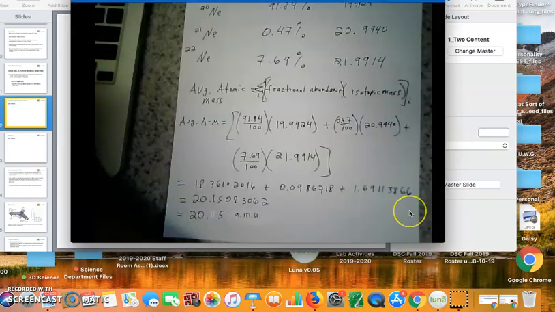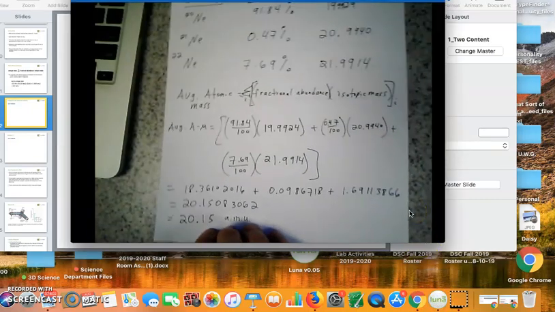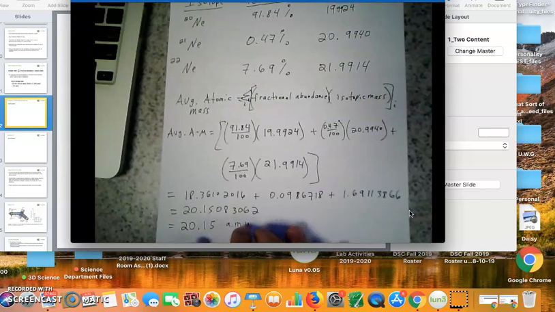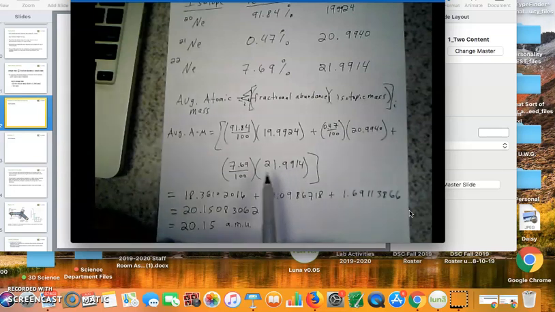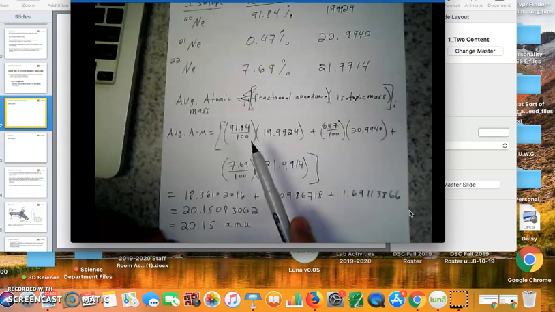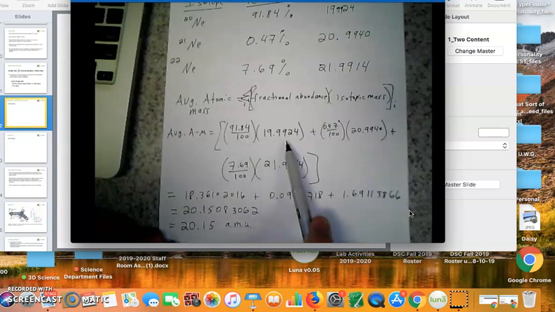Okay, so back to our question that we were trying to finish up here. We're trying to calculate the average atomic mass for neon. And so we set up the problem. And so now we just have to add up the products of the fractional abundance divided by 100 times the atomic mass for each isotope.